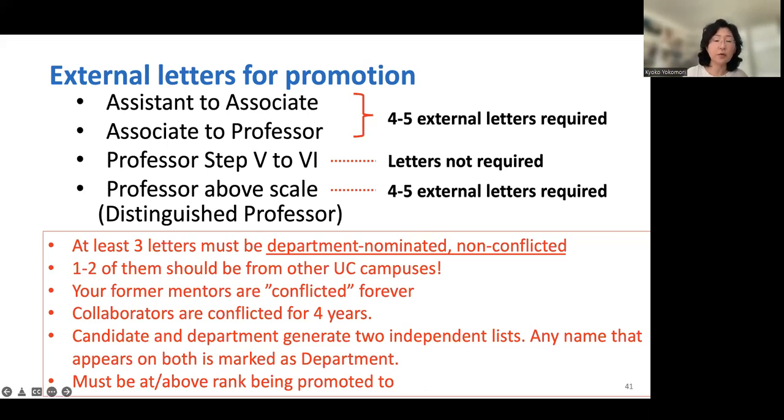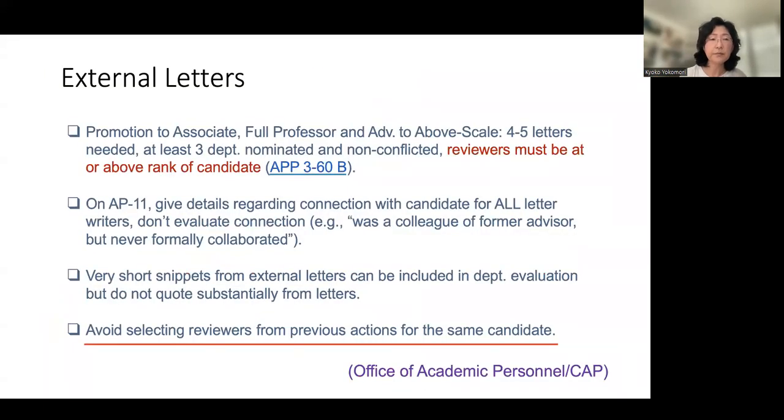Another thing I want to mention is please make sure that the letter writer's rank is higher than the rank that you're going to be promoted to. For example, if you are trying to get promoted to professor, then please don't ask for letters from associate professors. Make sure that letters are from professors. So that's another important point, and it's the same thing CAP says in its comments.